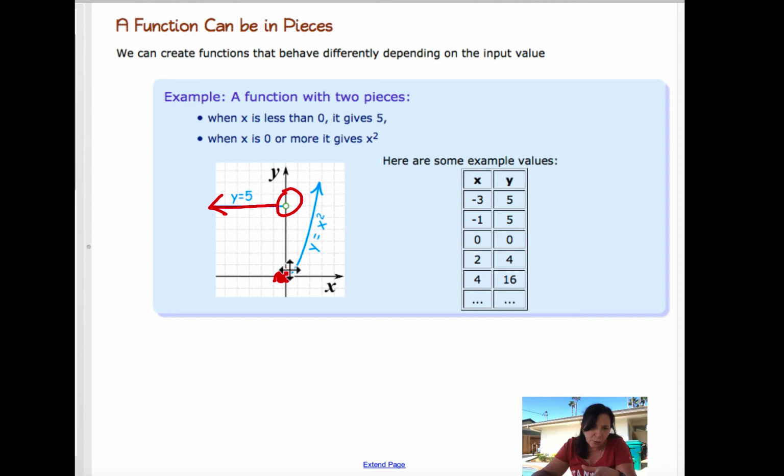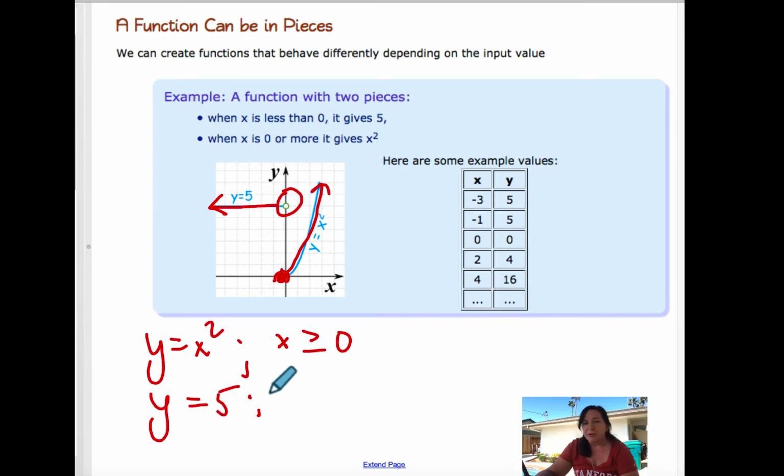And with this restriction, what this one is saying is that x would be greater than or equal to 0. So you would say y equals x squared, and then your restriction would be x has to be greater than or equal to 0. Likewise, for this one, you would say y equals 5, but my restriction for that would be x has to be less than 0, but not equal to.